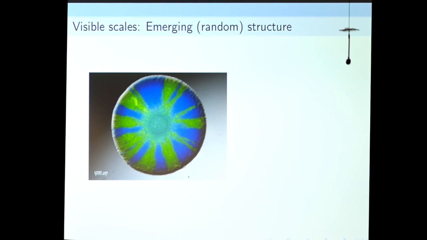So this is more like visible scales, and what we see is emerging structure. What Kevin's done here is he's taken two populations of the bacterium, one blue and one green, but they are equally fit. At the beginning of the experiment, he's just mixed them all up, and he's put a little droplet onto his nutrient plate, and you can still see the vestiges of it there, and he's allowed it to grow. And as it grows, we see these sectors developing.